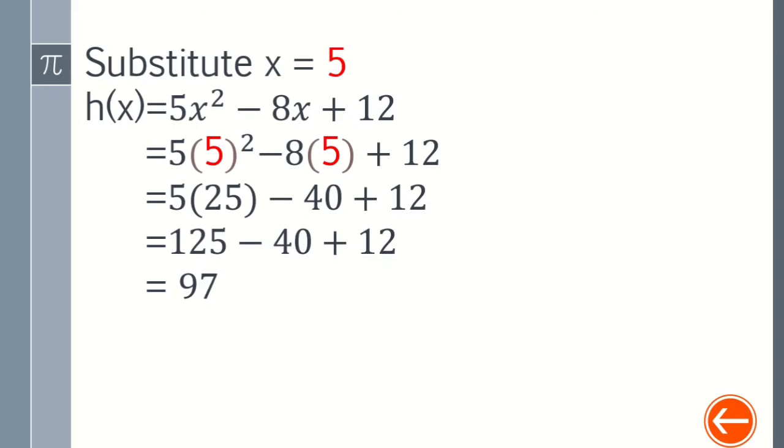And then simplify natin. 5 times 25 is 125. Then copy natin is negative 40 and 12. And then simplify. 125 minus 40 plus 12 is equal to 97.